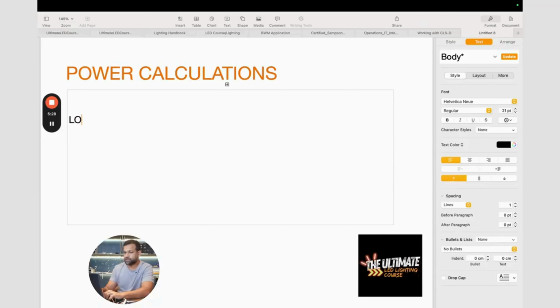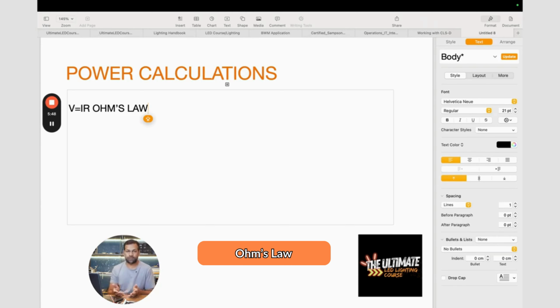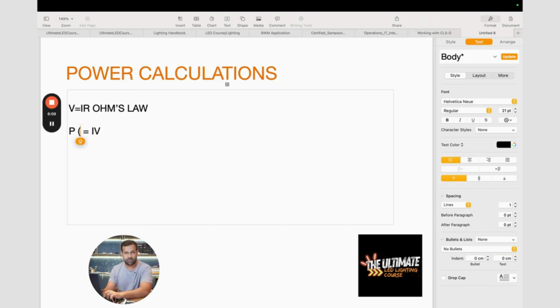Power calculations we're going to look at. So people may be familiar with Ohm's law, which is voltage is equal to the current multiplied by the resistance. But for LEDs, we're going to look at this formula, which is power is equal to IV. And power is essentially, think of the work being done to power up something, and that is measured in watts.